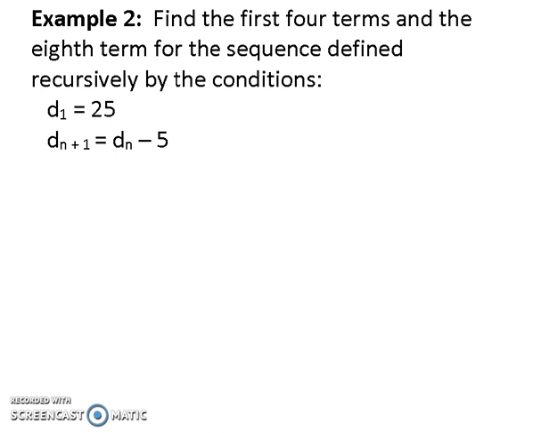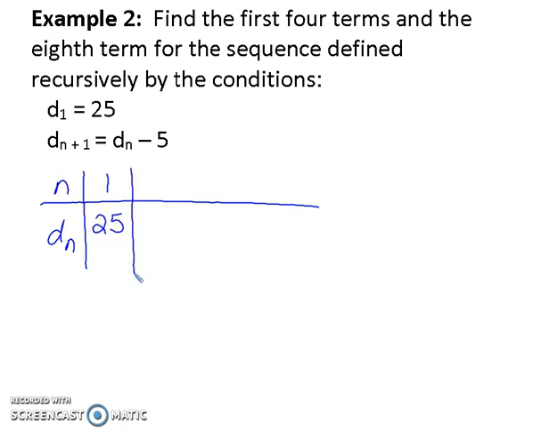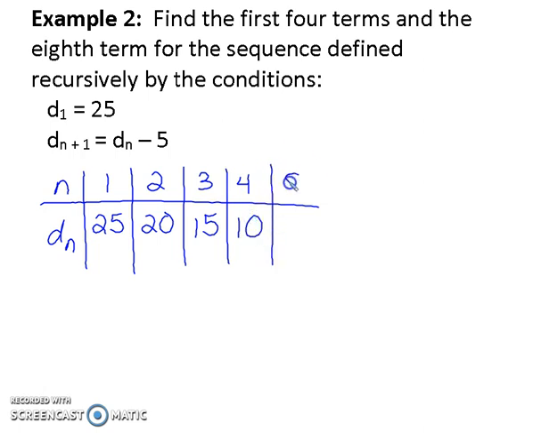So example 2 says to find the first 4 terms and the 8th term for the sequence where we're given the recursive formula. So this is a d sub n function. So we have n and we have d sub n, and they wanted the first 4 terms. Well, they gave us the first term, it's 25. And the formula says d sub n plus 1 equals d sub n minus 5. So the number that came before it, minus 5. So 25 minus 5 would give me 20, and then 15, and then 10.